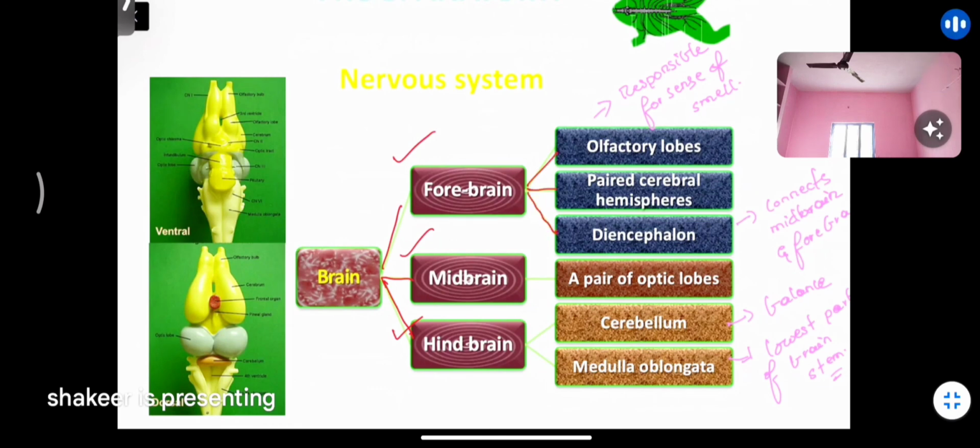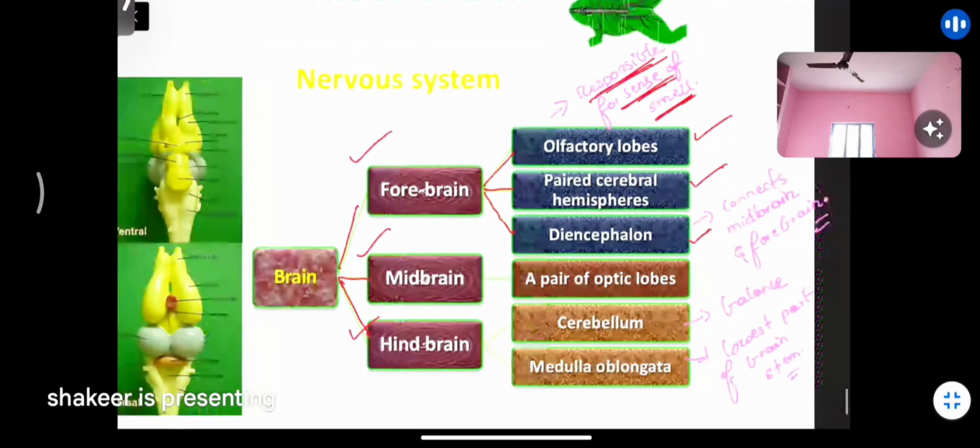Again I can divide it into three types. What are they? They contain olfactory lobes, paired cerebral hemispheres, and diencephalon also. So three parts are present in the forebrain. What is the function of this olfactory lobe? This additional information, just for your information, I have written. If you study like this, you can remember it for a long time. The olfactory lobes are responsible for the sense of smell. And paired cerebral hemispheres are present, and diencephalon is also present.